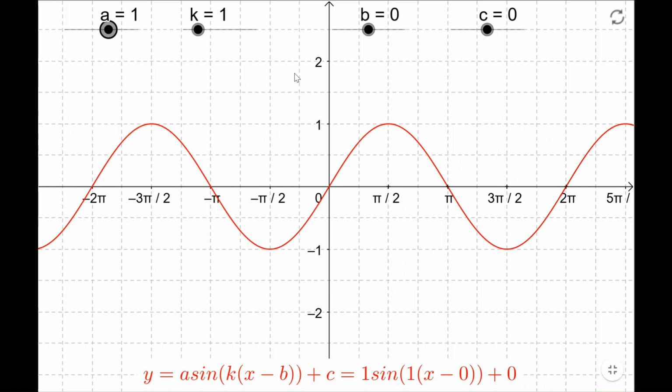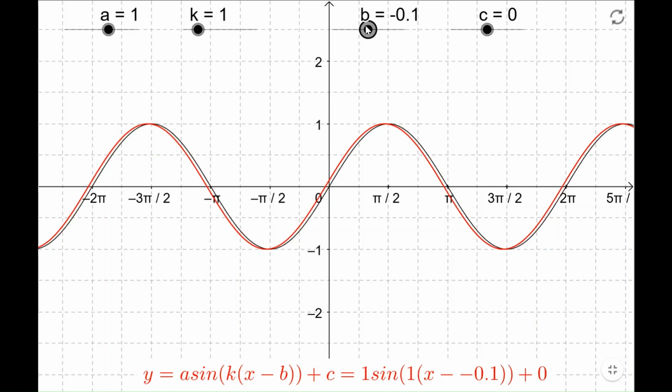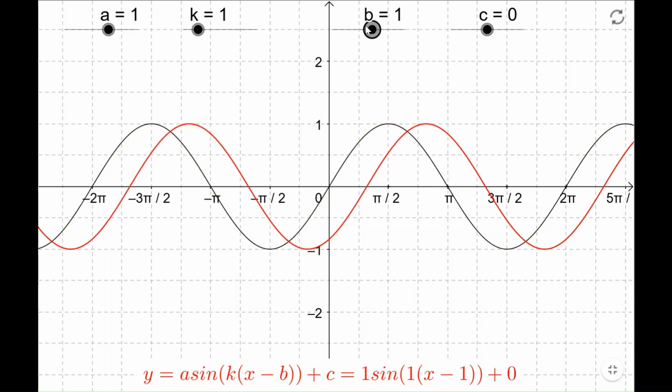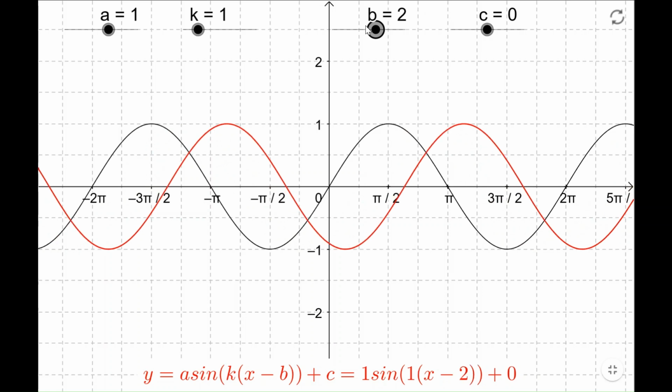So for B, in our formula, we have x minus b. Remember, x minus b should shift to the right a distance of b, whatever b is. So if b is 1, the graph should take the original graph and move it to the right 1 unit. Or if b is 2, then we have x minus 2 in our parentheses. So y equals sine of x minus 2. The graph has been shifted to the right.